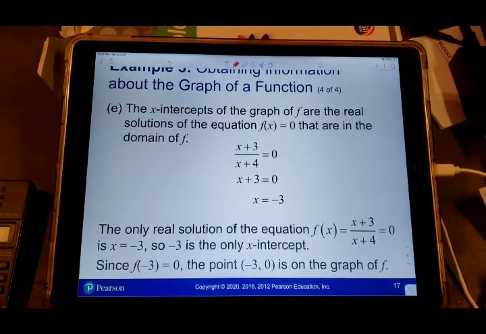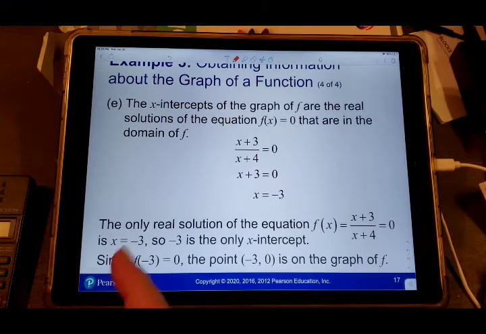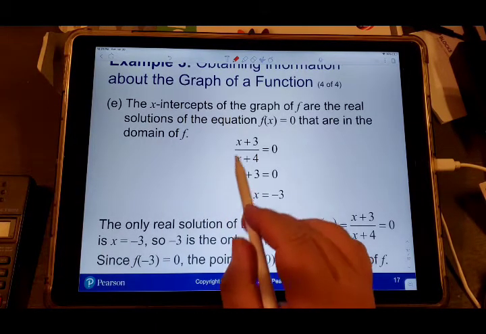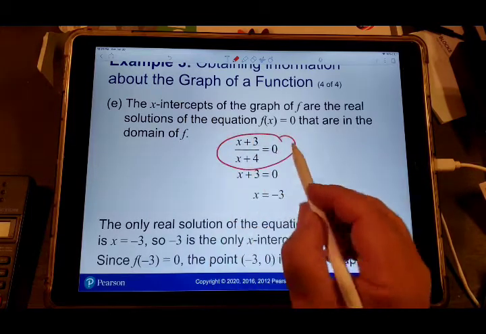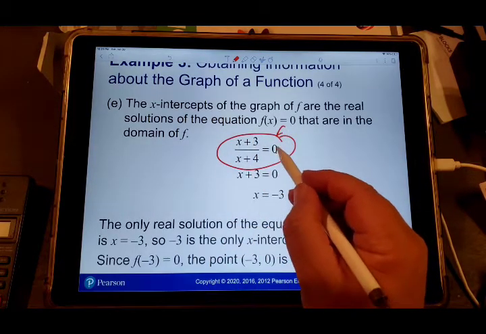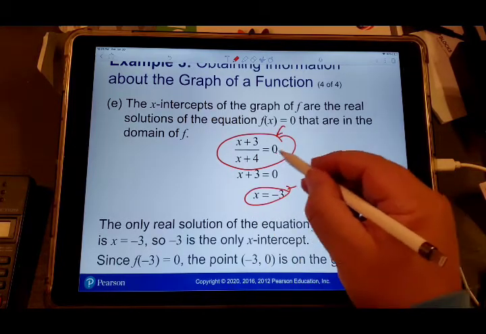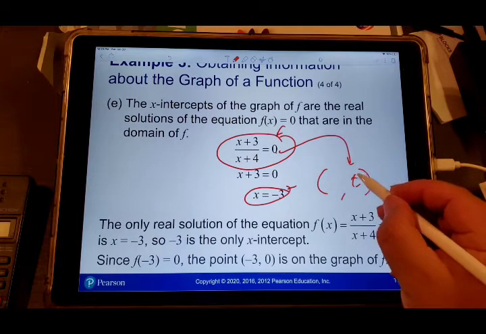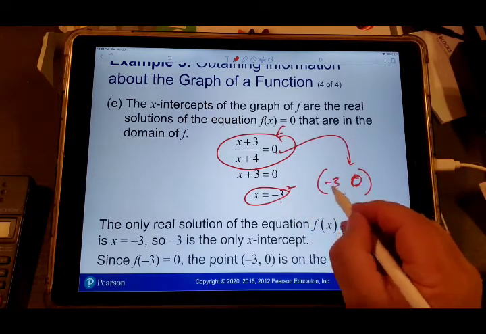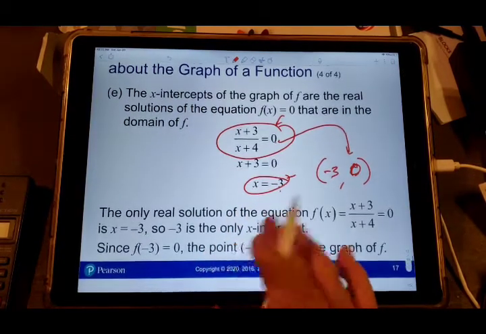Finding the intercepts. Well, to find the intercepts, one is you let x equal 0, and that will calculate the y-intercept. But here they're letting y equal 0. So once again, they're giving us the y value. We have to solve for x. So they gave us the y value of 0. The x value was negative 3. So that would be the x-intercept, the one x-intercept.